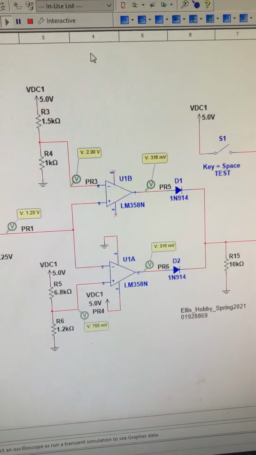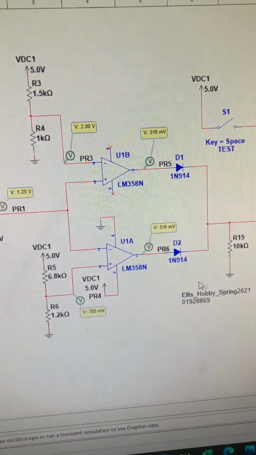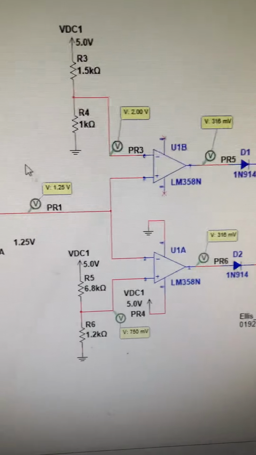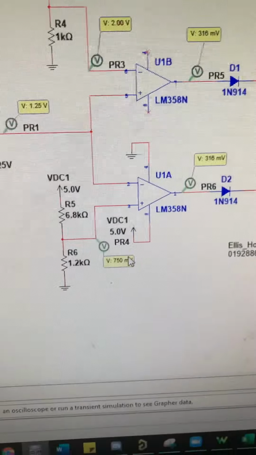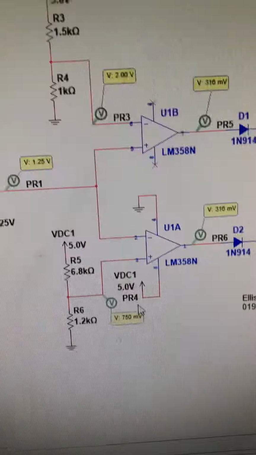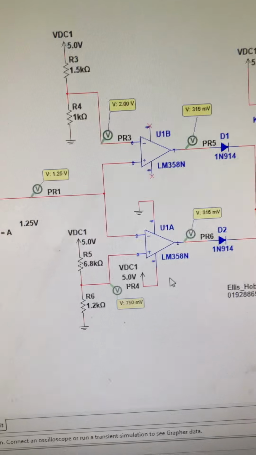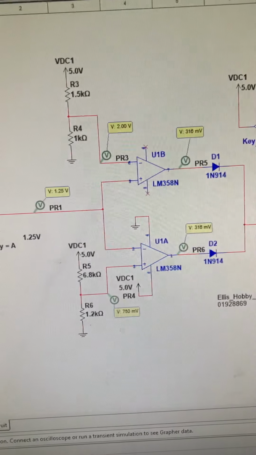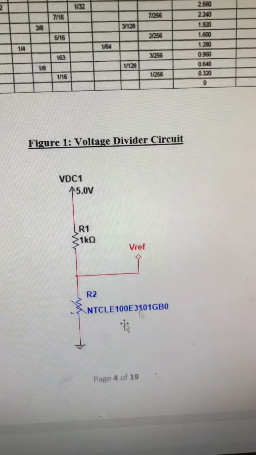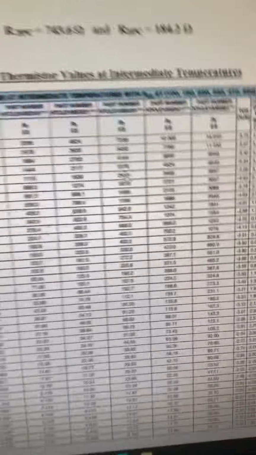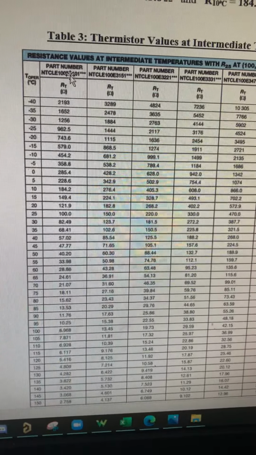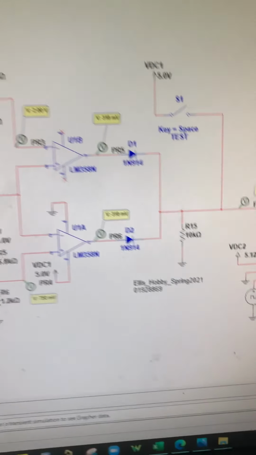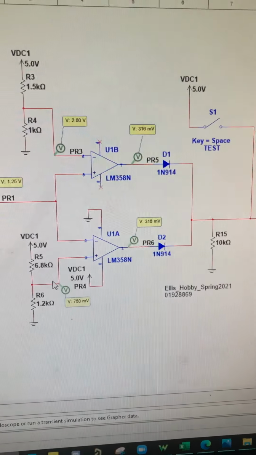and what this is called is a window comparator. And what it does is compare the input voltage to two thresholds, an upper and a lower. So we have boundaries, and the idea of this was that we could figure out through our voltage divider, and then this table, which lists the thermistor resistance at different values, what the voltage would be at negative 20 degrees Celsius and 10 degrees Celsius.